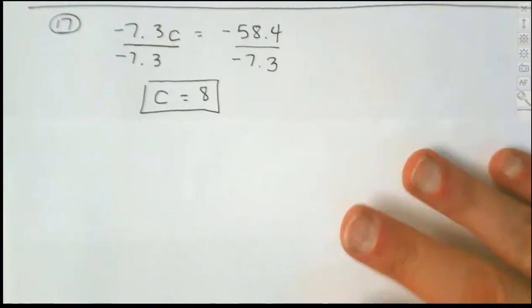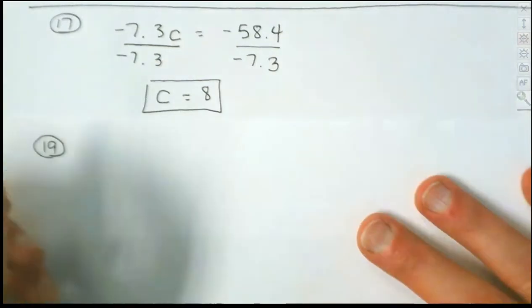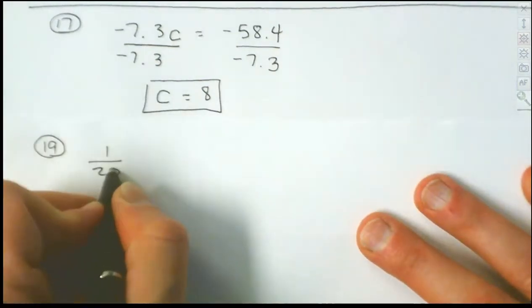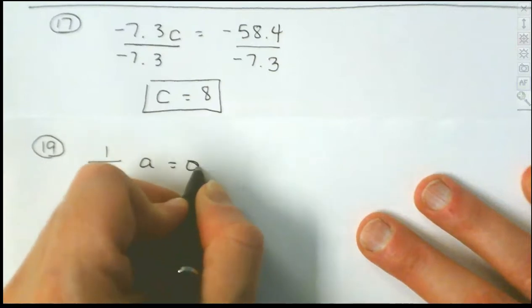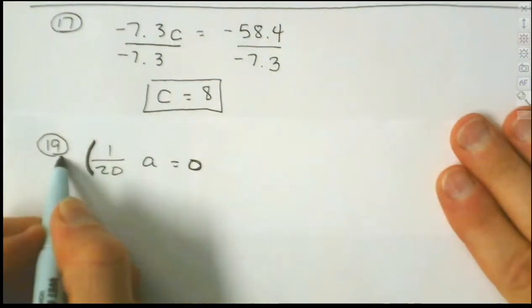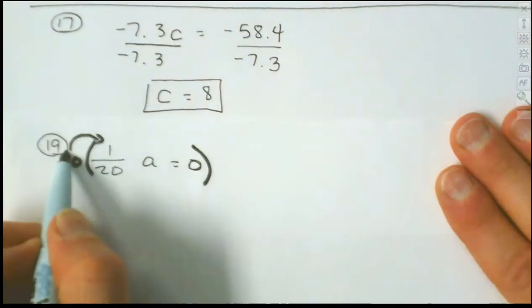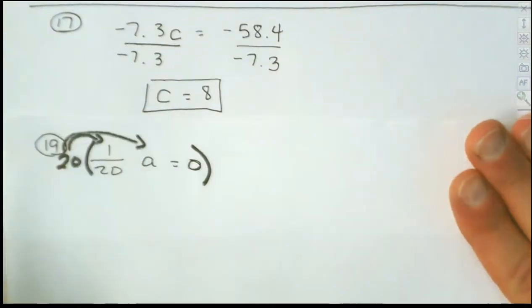So question 19. 1 over 20, A equals 0. Well, where do we begin? Let's clear out the fraction. And we only have one fraction, and it has a 20 down below. So we're going to multiply everything by a 20. And 0 times any number is still 0.